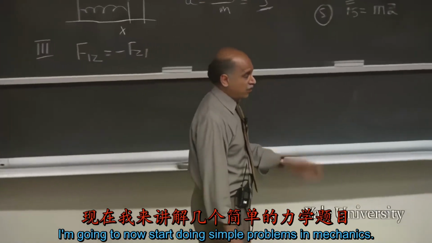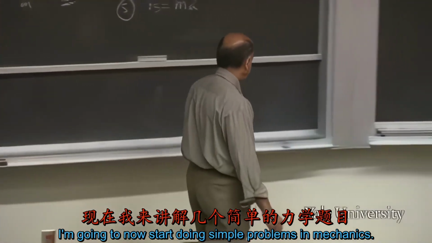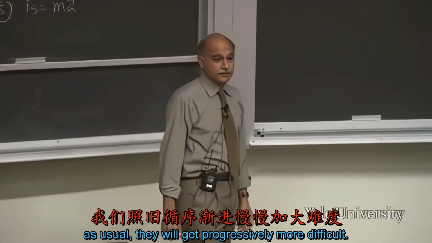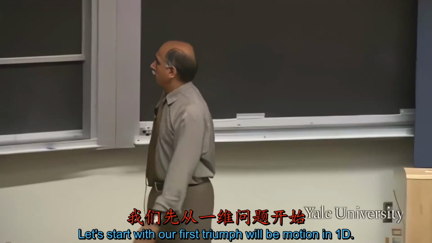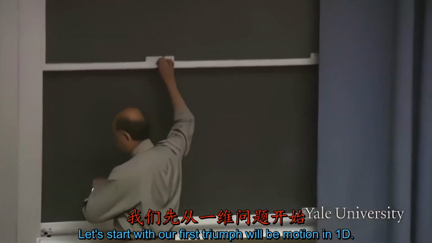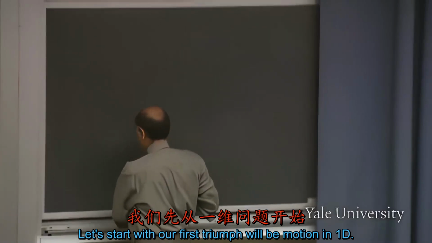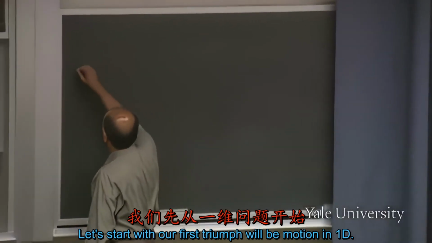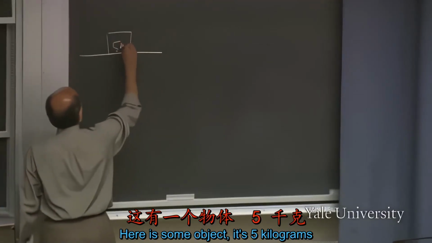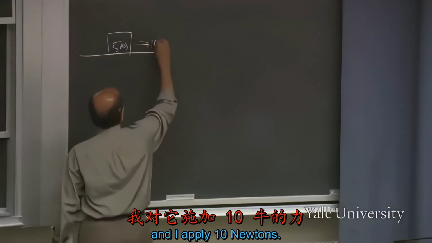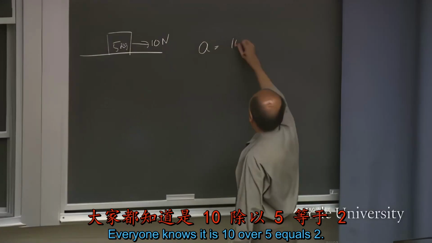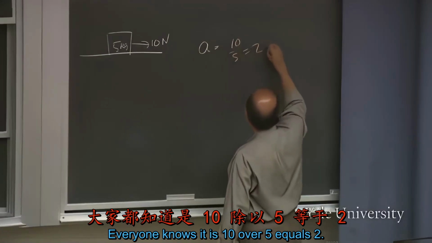So I'm going to now start doing simple problems in mechanics. They will start out simple, and as usual, they will get progressively more difficult. Okay, so let's start with our first triumph, which will be motion in 1D. Here is some object. It's 5 kilograms, and I applied 10 newtons. And someone says, what's the acceleration? And everyone knows it is 10 over 5 equals 2.